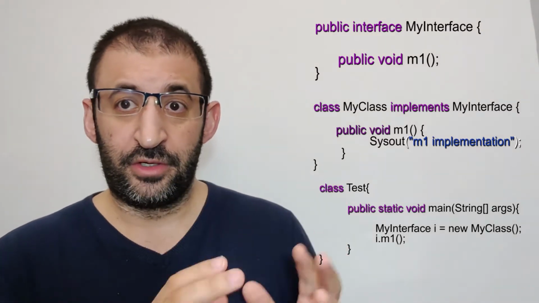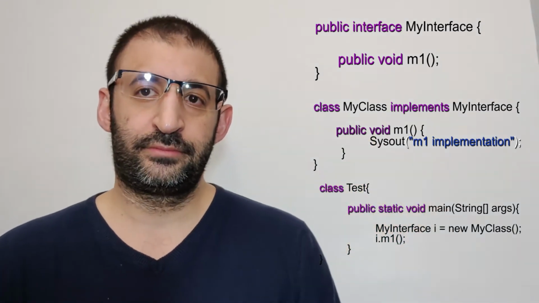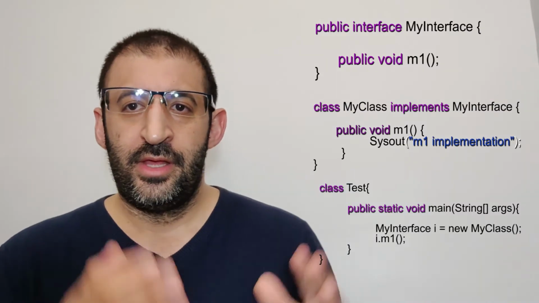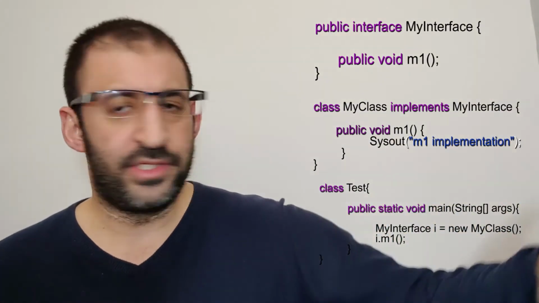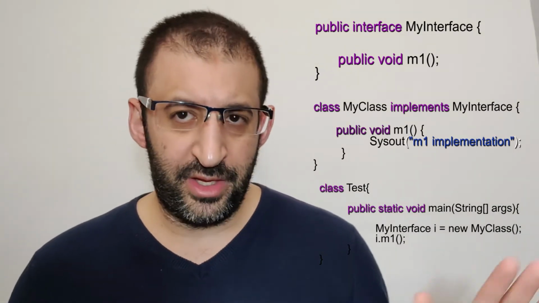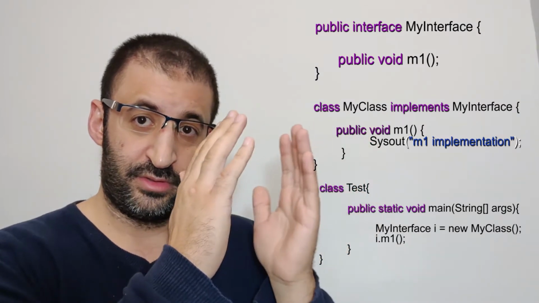So after this, I will call the method M1 with I.M1. Okay? After that, when I compile, you will see on the computer what the result is. So here is our version before version 1.8 of Java.